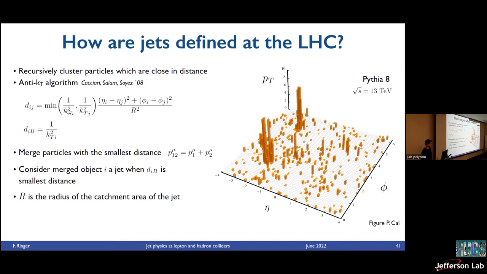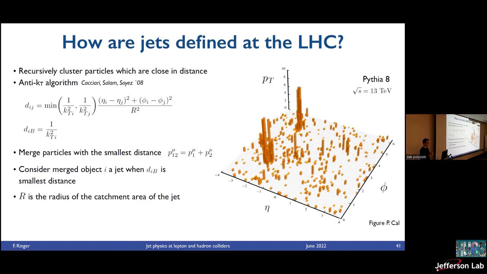So here it's really just a geometric distance, but then we weight it by 1 over kT, where kT is really just the pT of the particle, so it's the energy. That means if I have a very soft particle, it gets associated with a very long distance. Then we group particles together, starting with the pair of particles that has the smallest distance. So we get a long list of distances between all the different pairs, we find the smallest distance, and then we merge these two particles together.